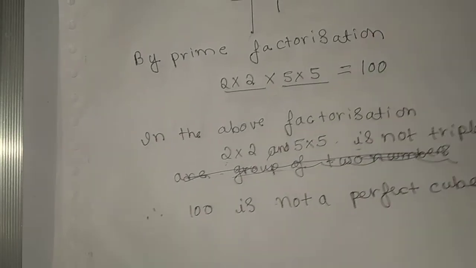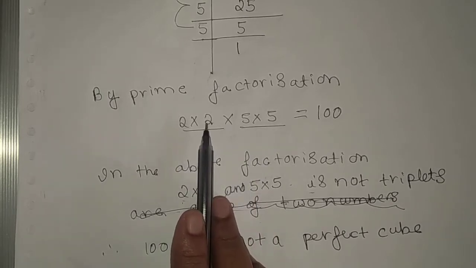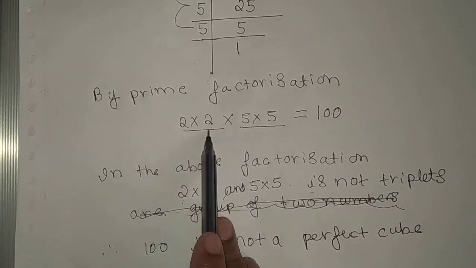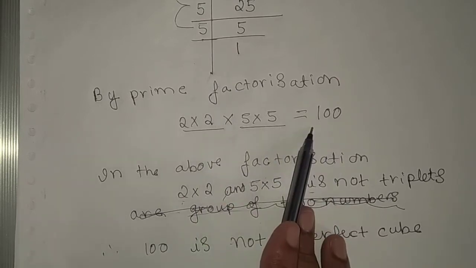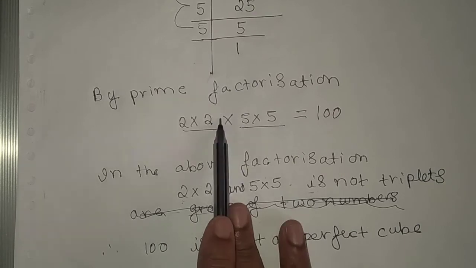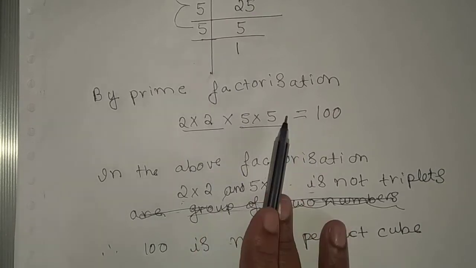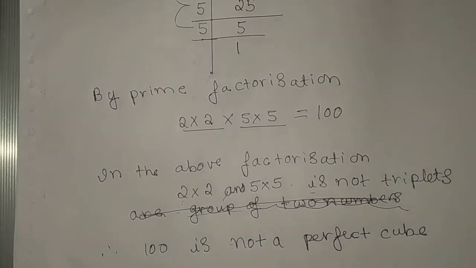So this is the solution. We can't form the triplets in this case. See here, there are 4 numbers, each group has 2, 2, which is equal to 100. In order to get triplets, we need 3 numbers here, 1 more 2 and 1 more 5, then it will become triplets. So we move on to the next one, that is the 5th problem.